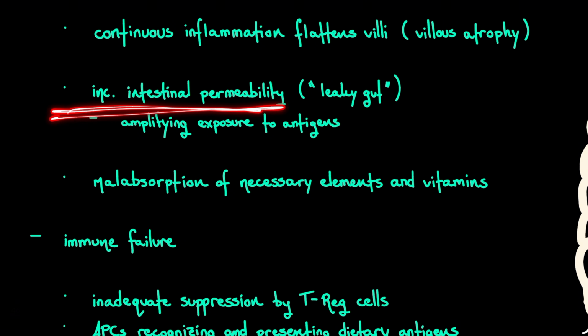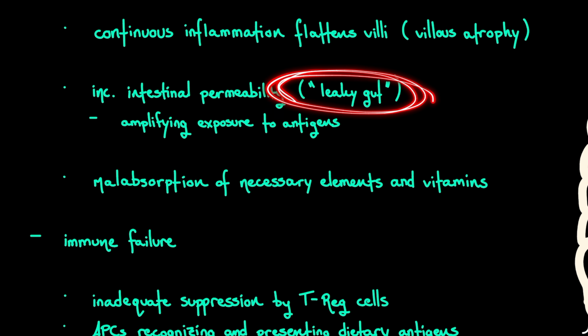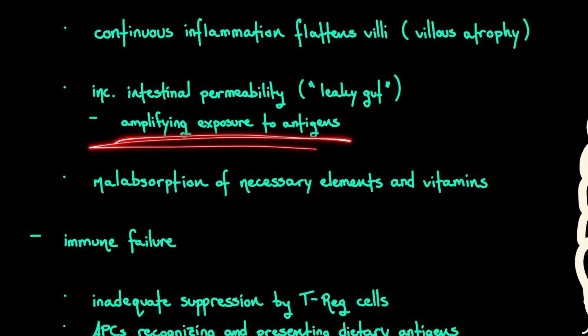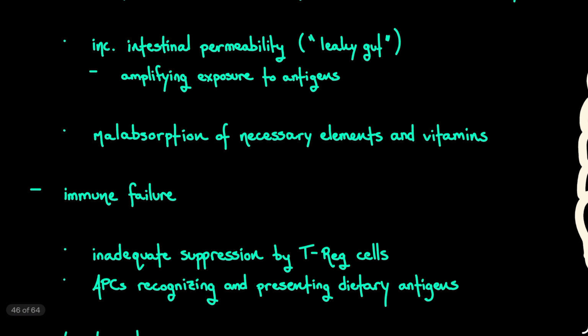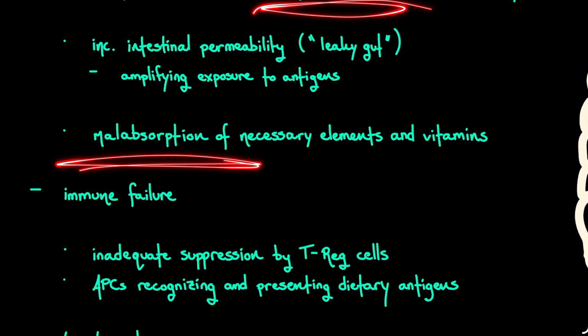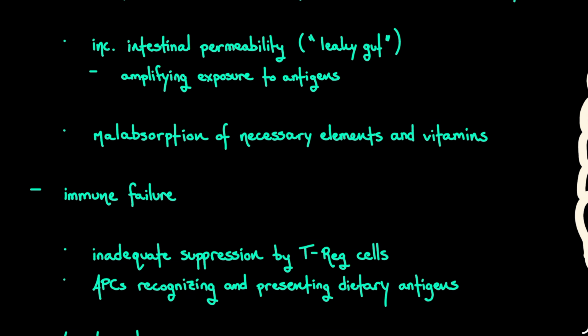Also increasing intestinal permeability. I'm breaking down the links between the cells that make up my small intestine. So I have leaky gut. This amplifies exposure to antigens, and allows for the release of my microbiome into my vasculature too, which the microbiome is good for the gut, but it's not meant to go body-wide by any means. And if my villi are down, then I'm getting malabsorption of my necessary elements and vitamins. So just all around nuking the normal function and anatomy of your small intestine.